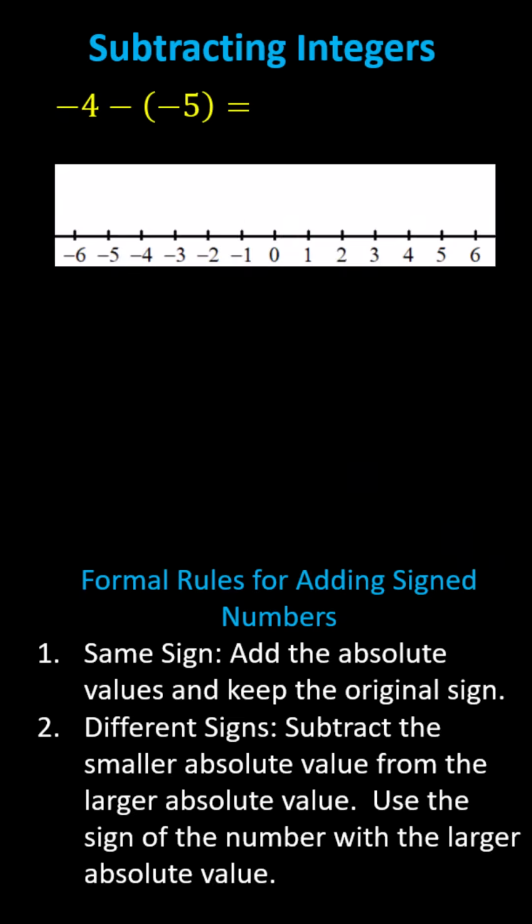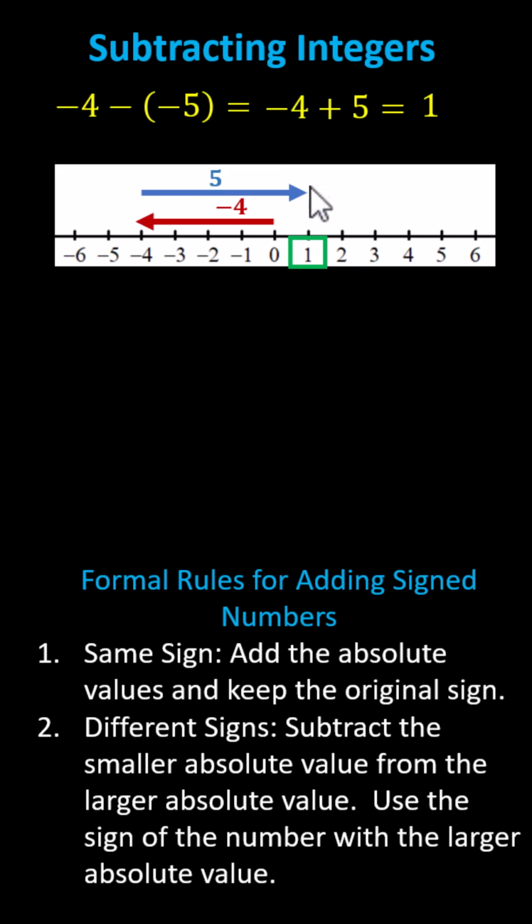For the second example, we have negative 4 minus negative 5, which is equivalent to negative 4 plus 5. Using the number line, we first model negative 4 by moving 4 units to the left of 0, and then to subtract negative 5 or add positive 5, we move right 5 units, resulting in positive 1.